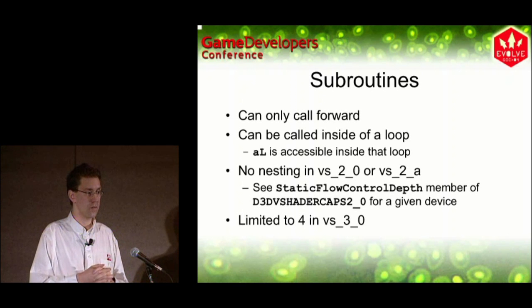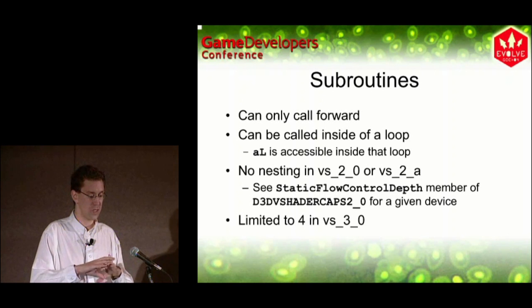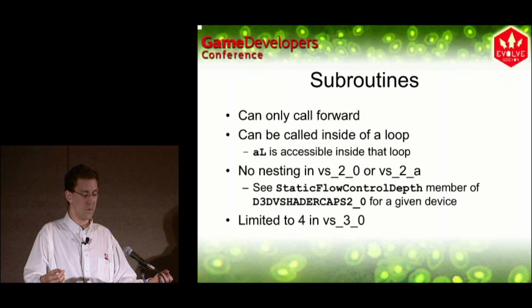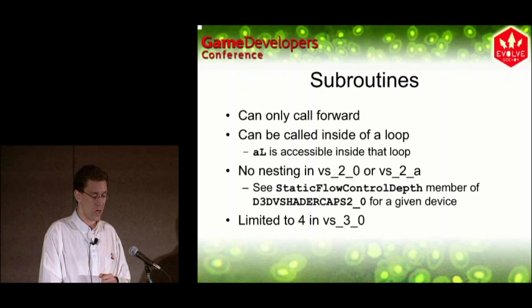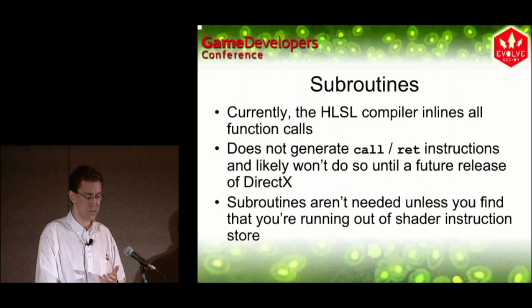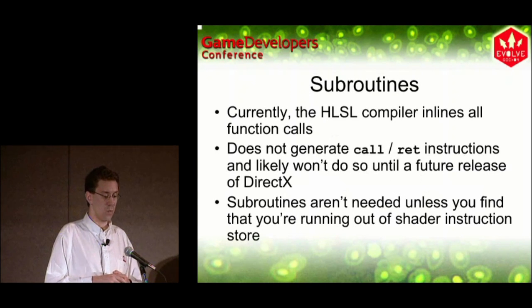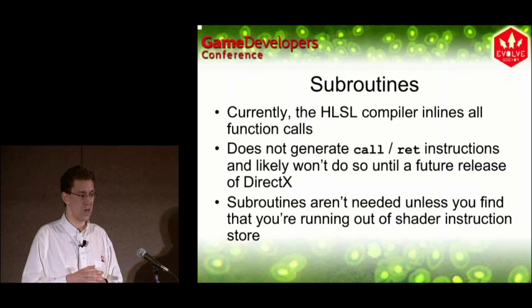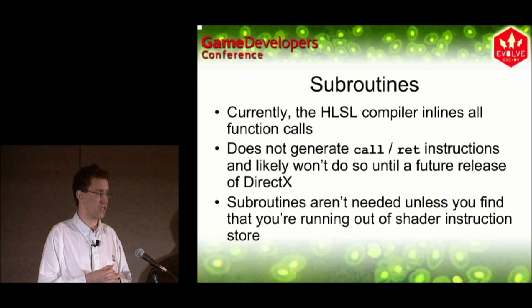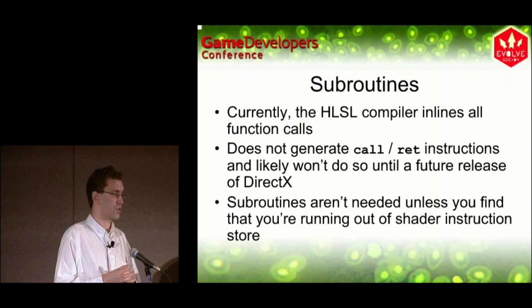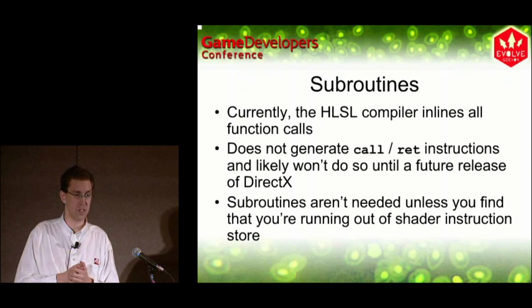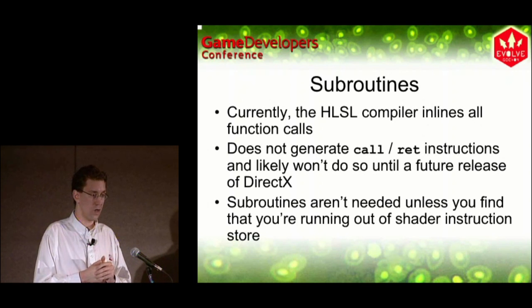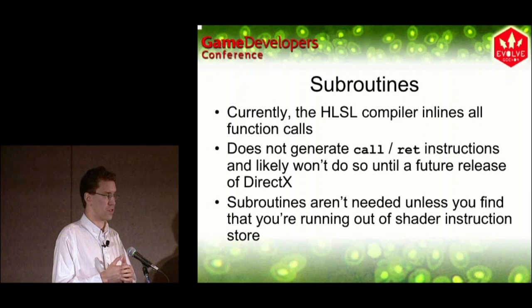Subroutines. This is sort of a virtual machine description here. They can call forward. They can be called inside of a loop, and you have access to the loop counter in there. There are some rules with regard to nesting. One thing that's interesting, though, is subroutines are not generated by the current HLSL compiler. You cannot generate call and return instructions at all currently if you're starting from HLSL source. All functions are inlined. And to be honest, with current content, this doesn't really concern us that much.